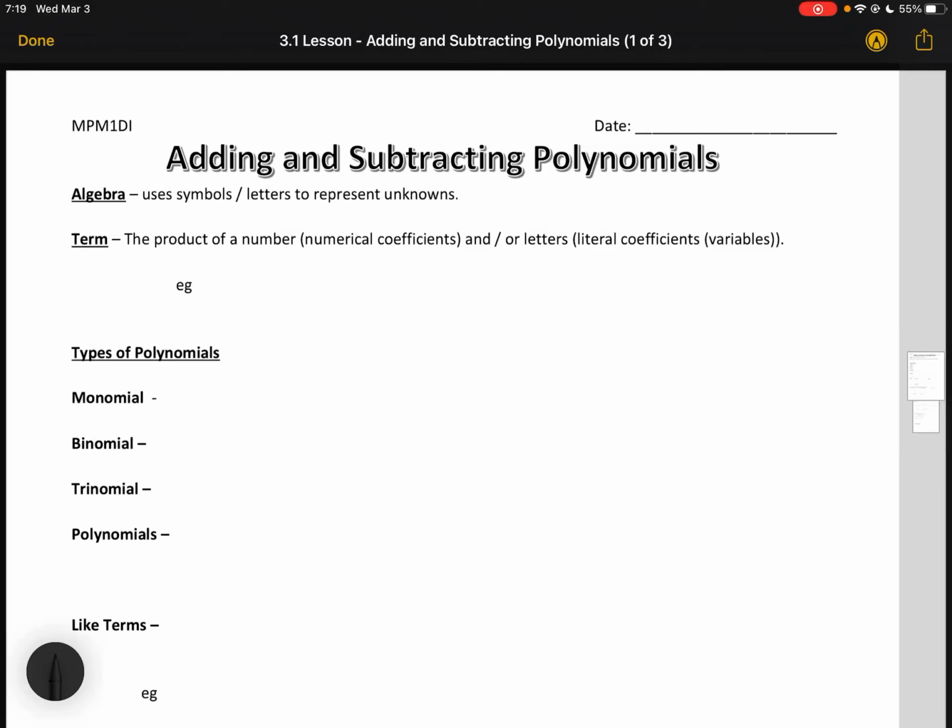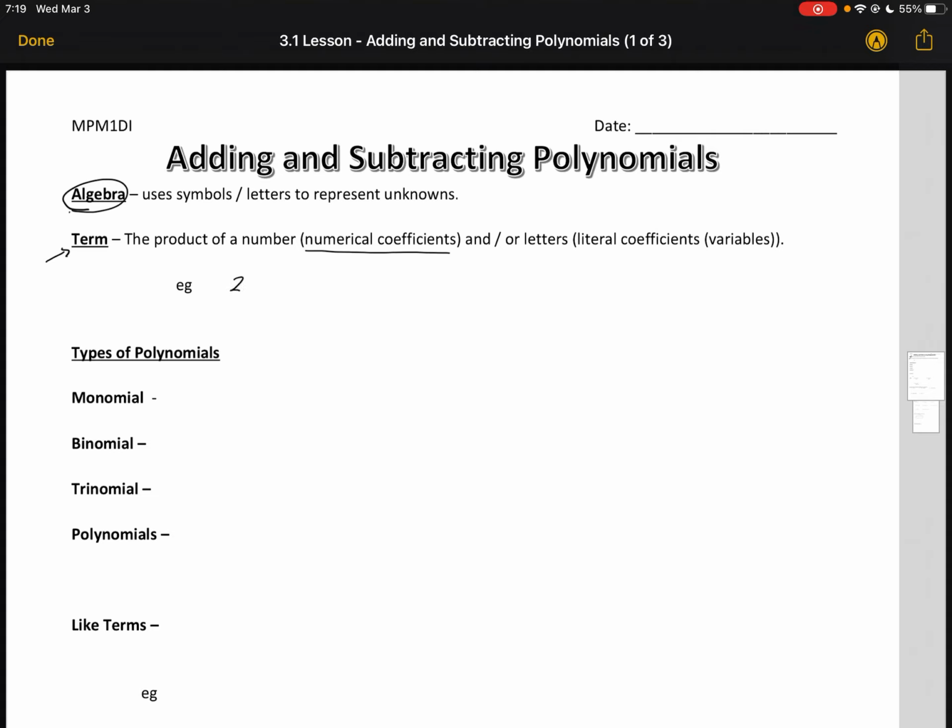In this unit, we're going to focus on algebra. Algebra uses symbols or letters to represent unknowns, which allows us to model problems and solve equations. One thing that's important to know is the term. A term is a product of a number, a numerical coefficient, and/or letters, which are variables.